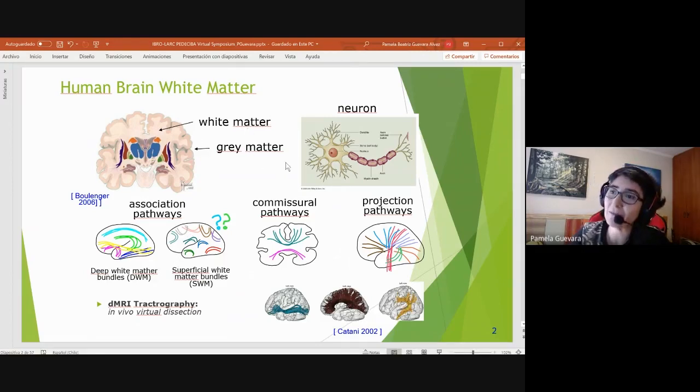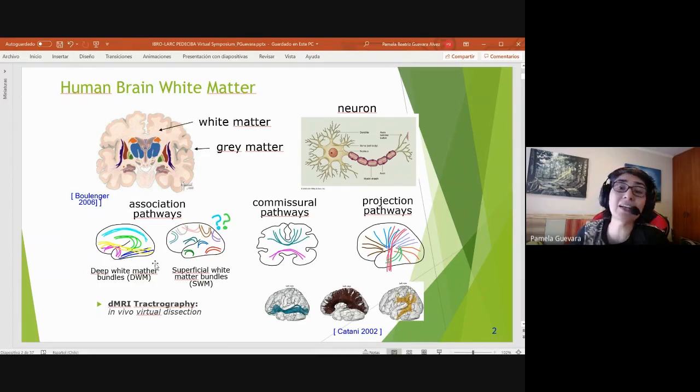Okay, you know better than me that the brain has white matter and gray matter, and what is measured with diffusion tractography is mainly the connectivity given by the myelinated axons of the neurons, and we can see the main pathways. Okay, that's very important. We cannot see individual neural fibers, but what we see is an estimation of the main white matter pathways.